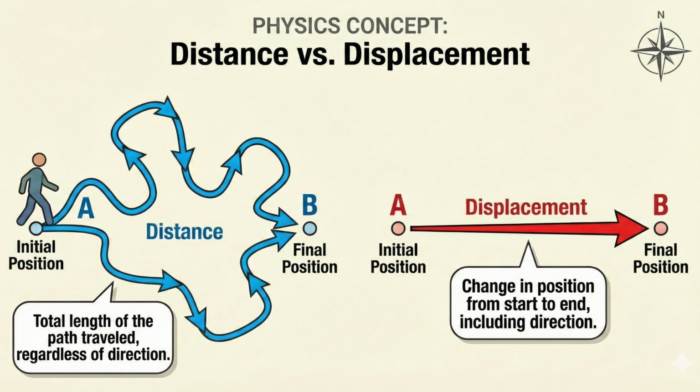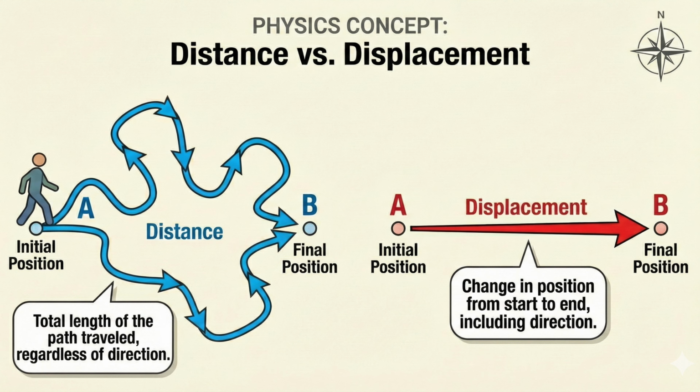Maximum and minimum displacement for a given path. The maximum displacement occurs when the initial and final positions are farthest apart. The minimum displacement occurs when the final position is close to or the same as the initial position.